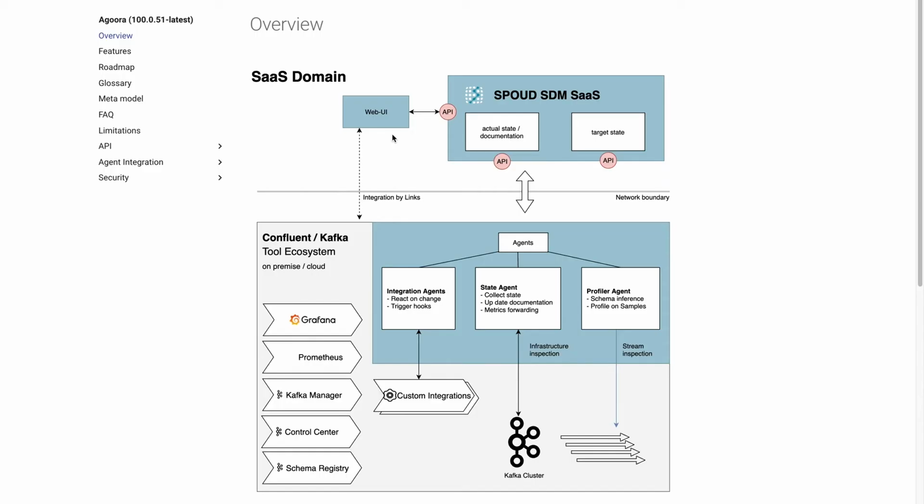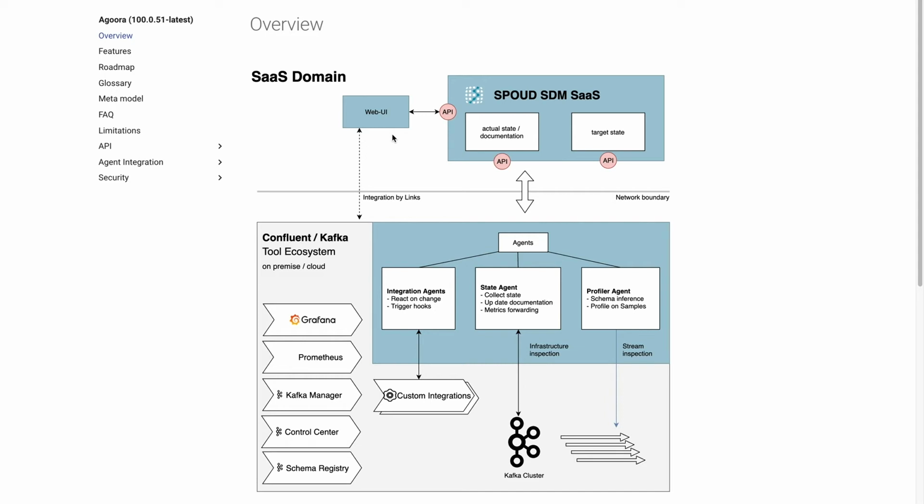AGOORA consists of two main blocks. One is the SaaS part running in our cloud, and the second part consists of agents running next to your Kafka. There are three types of agents that can run.